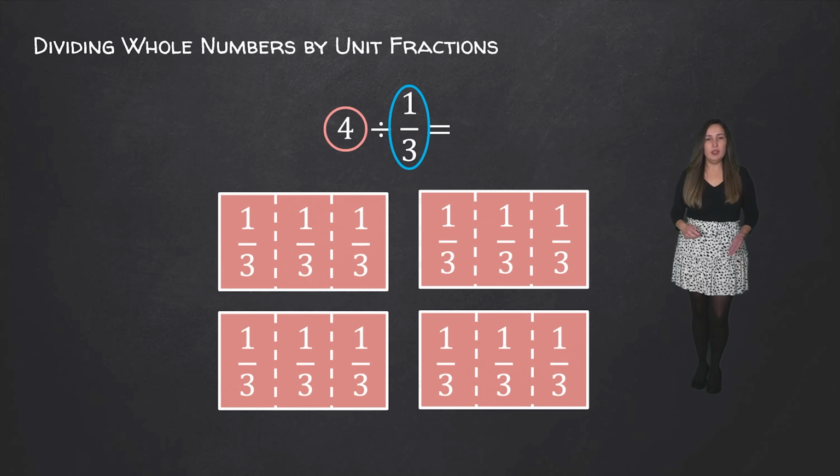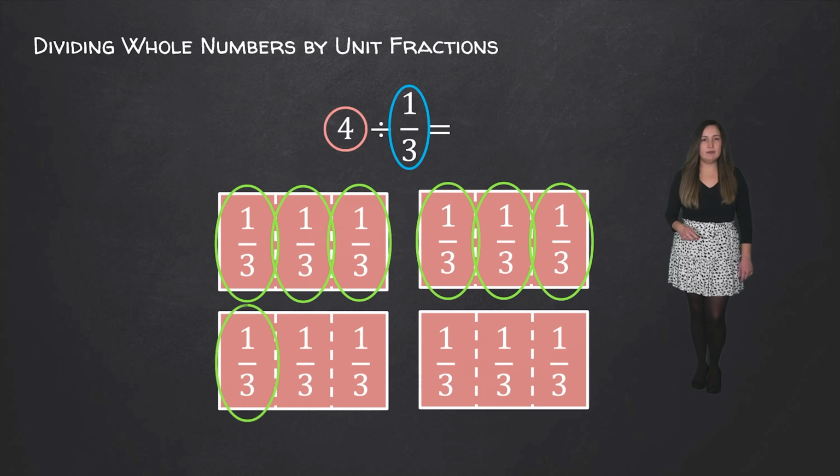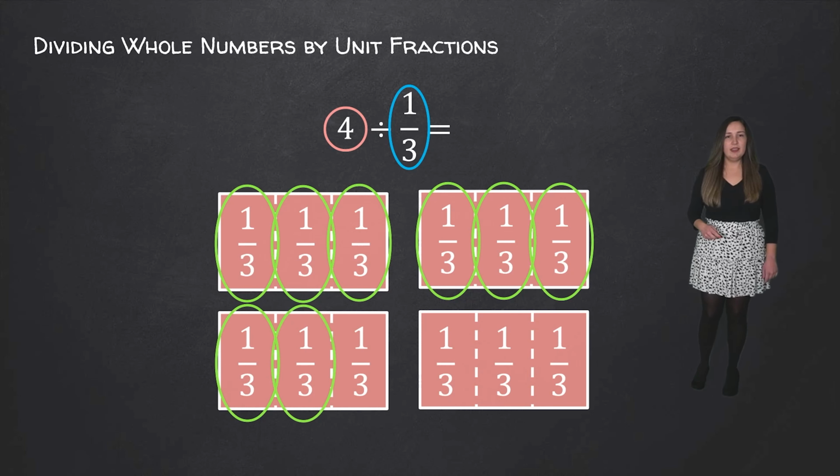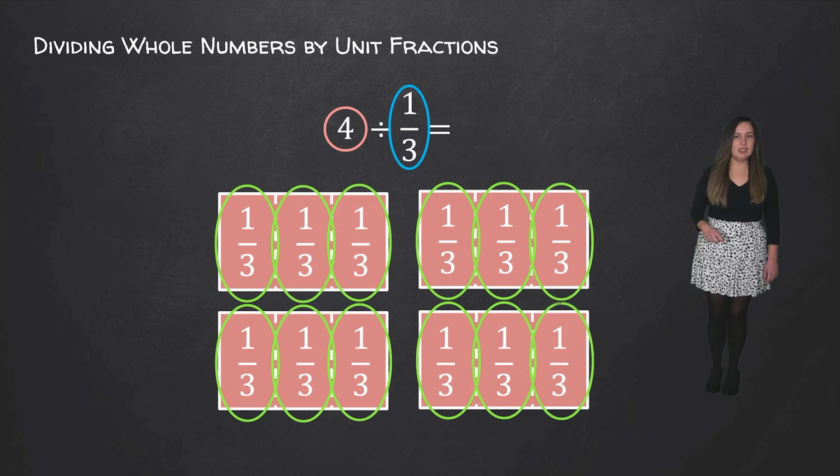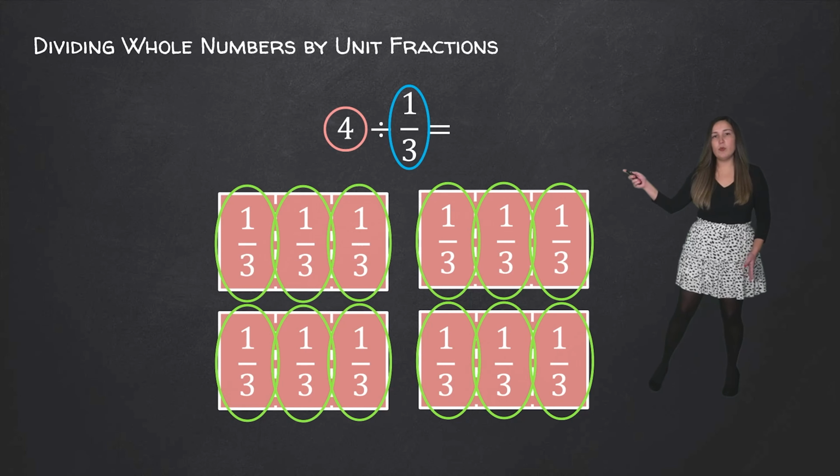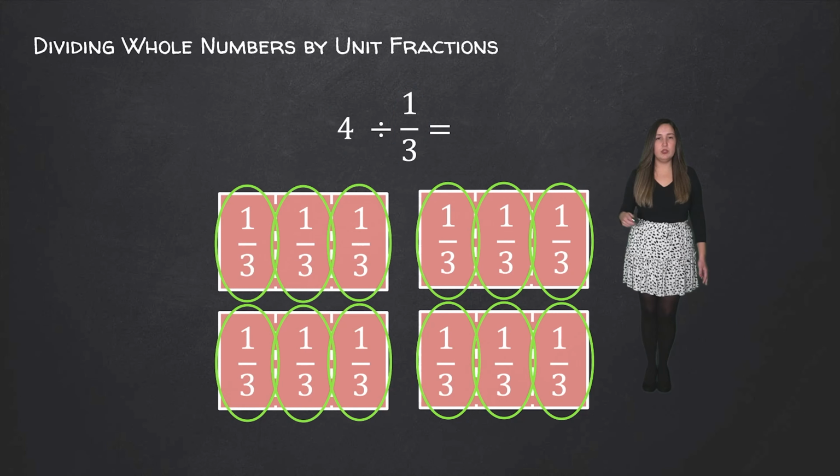Now, we want to figure out how many thirds fit into 4. So, we're going to count. 1, 2, 3, 4, 5, 6, 7, 8, 9, 10, 11, and 12. So we have 12 thirds that fit into 4. So 4 divided by 1/3 is equal to 12.